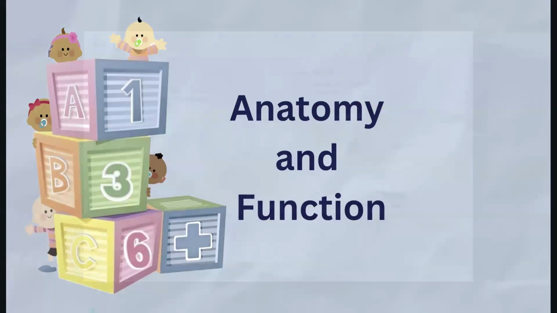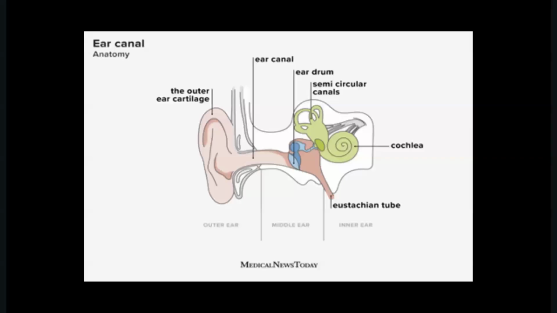Anatomy and function. Here is a diagram of the ear's structure. It shows the parts that make up the ear. The structure of the ear is broken up into three separate parts: the outer ear, the middle ear, and the inner ear. The outer ear catches the sound, the middle ear moves sound, and the inner ear converts sound to a signal for the brain, in addition to maintaining our balance.